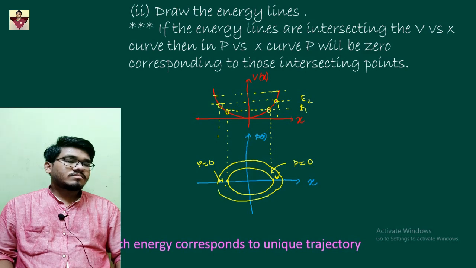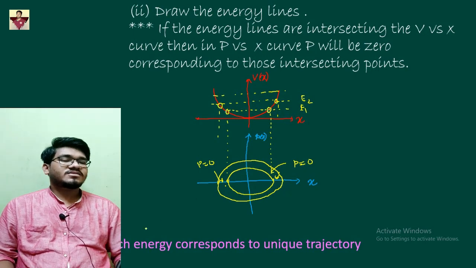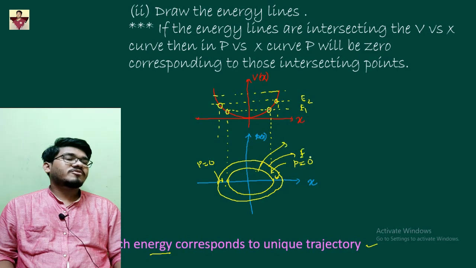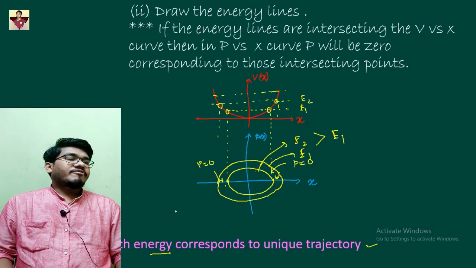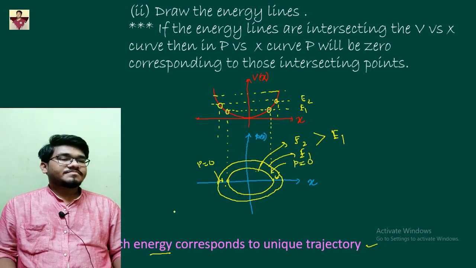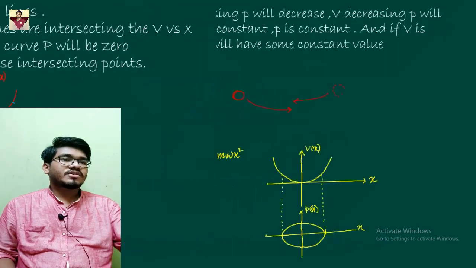As you can see, these trajectories correspond to two different energies. That is why each energy corresponds to a unique trajectory. So this trajectory is unique and this one is also unique. This corresponds to E1, this corresponds to E2, and certainly E2 is greater than E1. I will talk about the direction of the trajectories in upcoming slides.